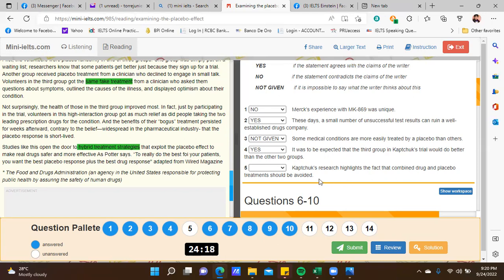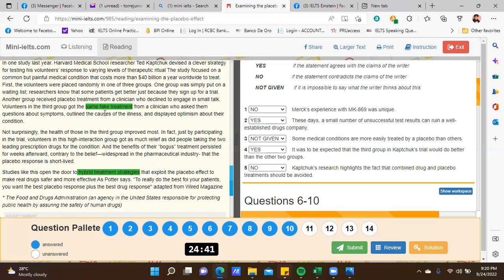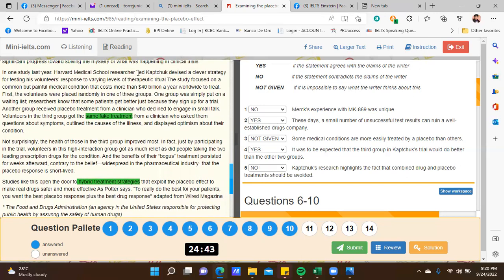No. Combined drug and placebo should be avoided. So, no. Right? Wait, sir. Is that still Kaptchuk? Is that still Kaptchuk? I think Potter said it. Who is Potter? All of this is Kaptchuk. There, sir.